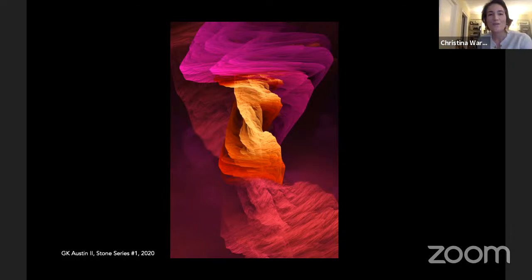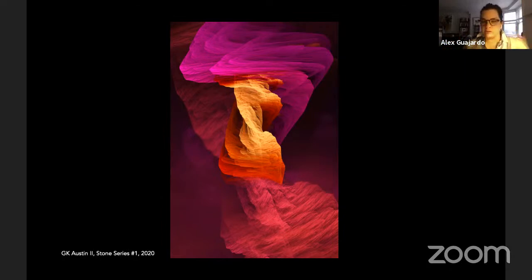This reminds me a lot of the Devil's Canyon in Wyoming. That one with the crazy colors. I've never been, I've only ever seen pictures, but incredible.